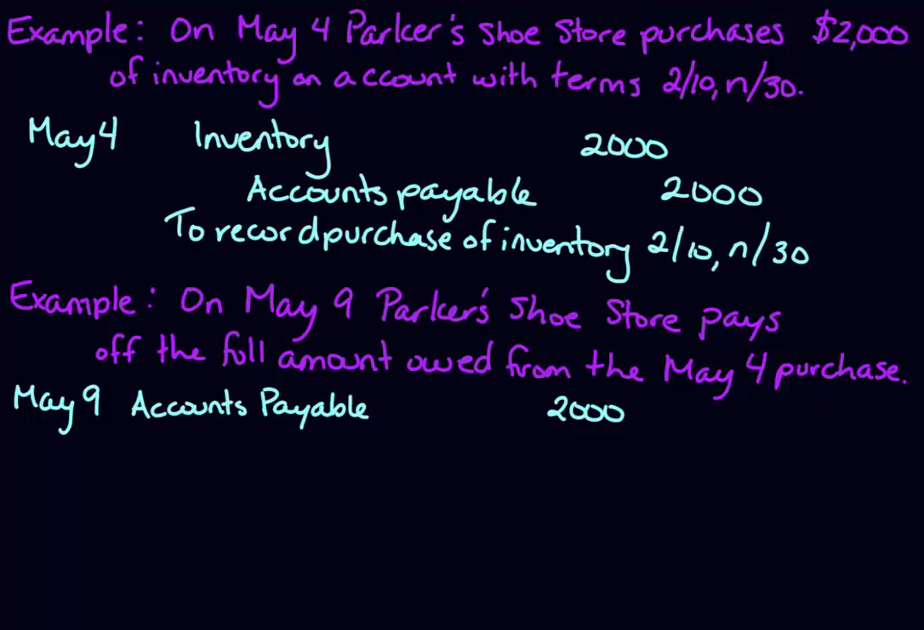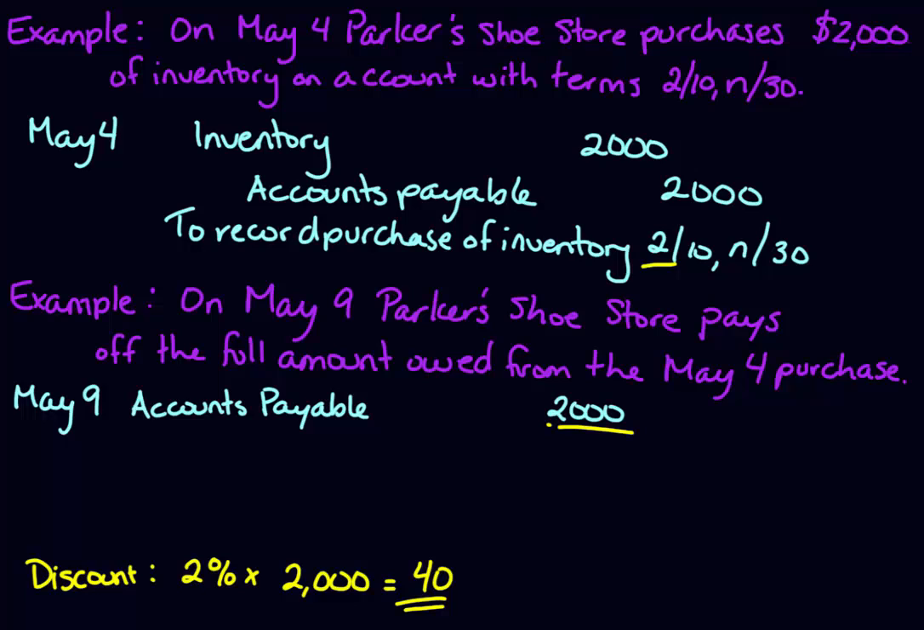So right now we have an accounts payable credit balance of $2,000 from May 4th. So we are going to debit accounts payable for the full amount and get rid of it. The second step is to figure out how much our discount is. So our discount is that 2% times our accounts payable amount of $2,000. So $40.